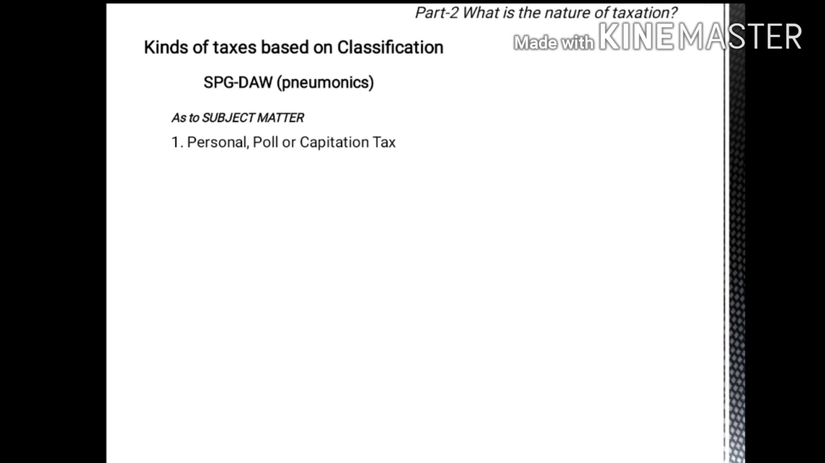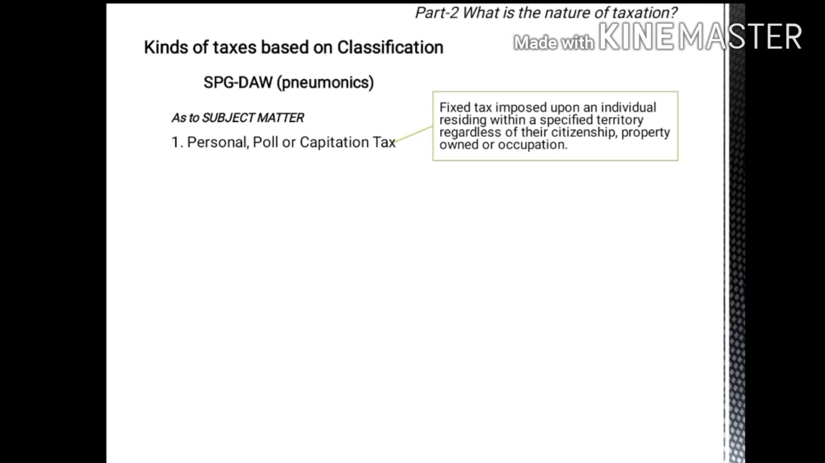This is the tax where the person is what you tax. It is defined as a fixed tax imposed upon an individual residing within a specified territory regardless of their citizenship, property owned, or occupation. The example of this is the community tax, or the cedula. It doesn't matter what citizen you are, or how many properties you have, or what your job is, you will pay the cedula. The same.